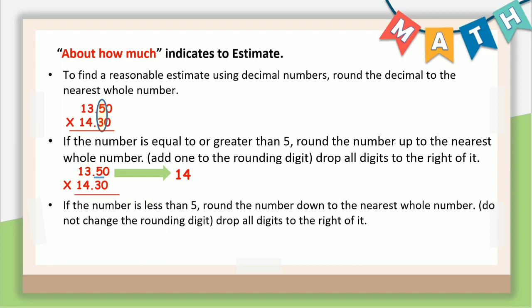If the number is less than 5, round the number down to the nearest whole number. Do not change the rounding digit and drop all the digits to the right of it. Let's take a look at the second given number, 14 and 30 hundredths. Its decimal is less than 5. Then we are going to round this number down and say that 14 and 30 hundredths is much closer to 14.